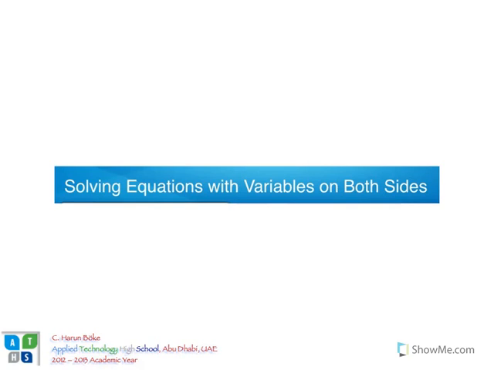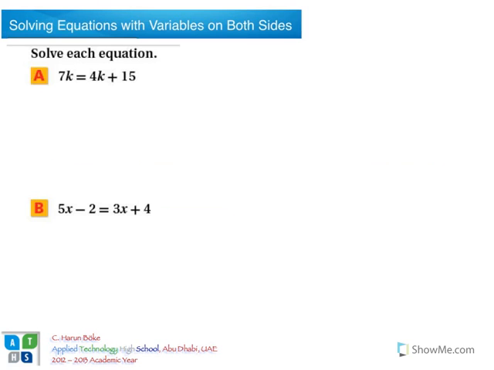In this video, we are going to talk about solving equations with variables on both sides. Let's look at these examples. Now, the difference of these equations from the previous ones is that the variables are on both sides, as you see here, either on the left and the right hand side. So what we have to do is simplify this equation so that the variables will be on one side, the numbers will be on the other side.